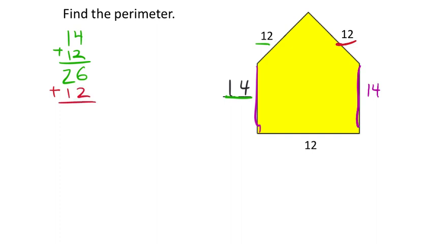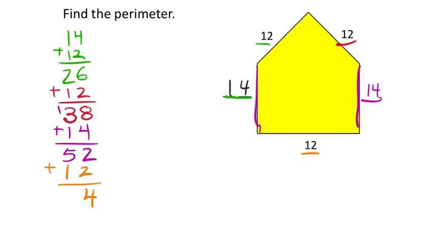So I'm showing the addition a little different. It doesn't matter how you do it, just as long as we get the same answer. 6 plus 2 would be 8, and then 2 plus 1 would be 3. And then this 14, we're going to add as well for the perimeter. 8 plus 4, 8, 9, 10, 11, 12. So I'm going to carry the 1 over. 1 plus 3 is 4, plus 1 is 5. And then we got this last side length, 12, to add to 52. 2 plus 2 is 4, and 5 plus 1 is 6. So 64 would be the perimeter.